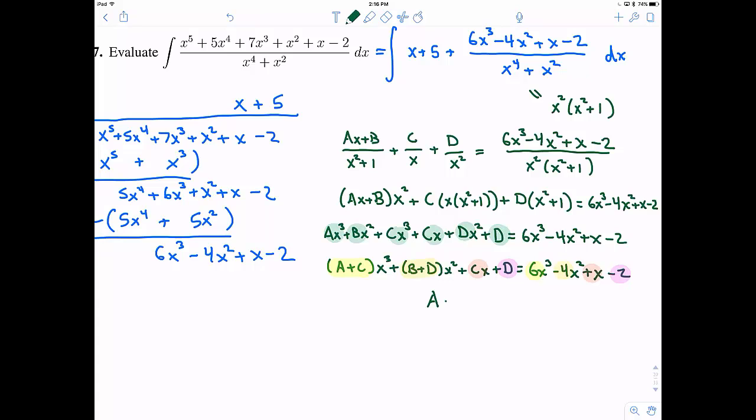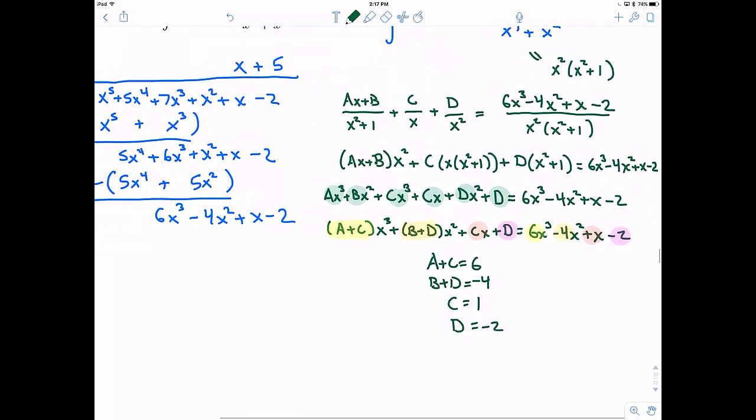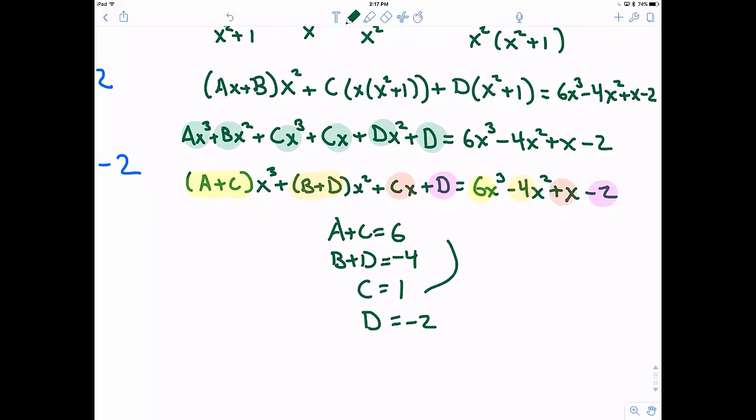Ooh, I like this system of equations. This is a nice one. a plus c is equal to 6. b plus d is equal to -4. c is equal to 1. And d is equal to -2. So you can see I already have c and d solved for. And if I plug this in up here, that gives us a equals 5.